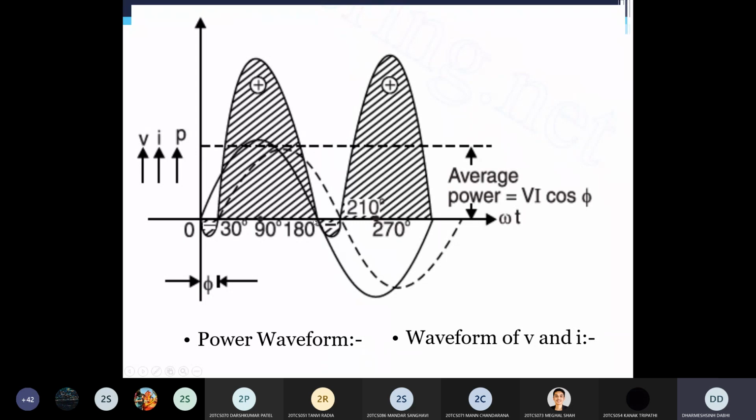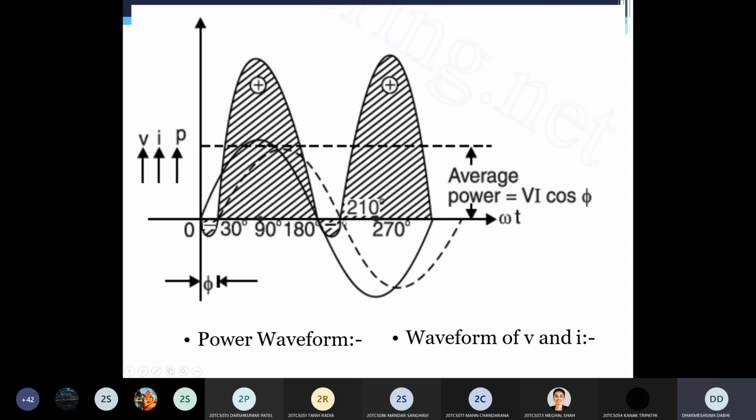Clear? Now after 180 degrees, what happened? Voltage becomes negative because at every 180 degrees it changes its polarity. Clear? But current is still positive because current started at 30 degrees, so it becomes negative after 210 degrees. So between 180 to 210 degrees, what will happen? Current is positive but voltage is negative. So ultimately your power becomes negative. So you can see that your power is negative between 180 to 210.